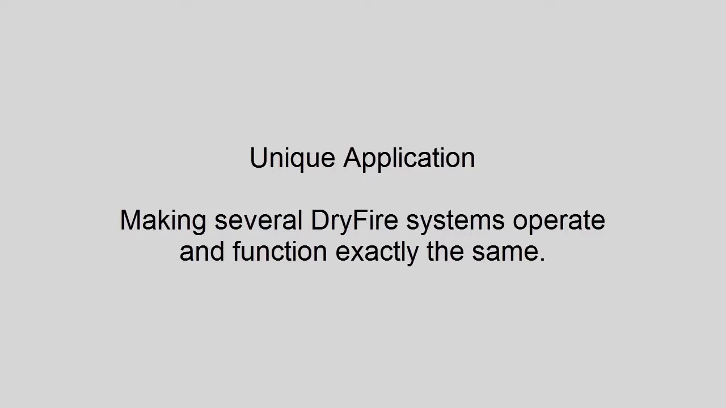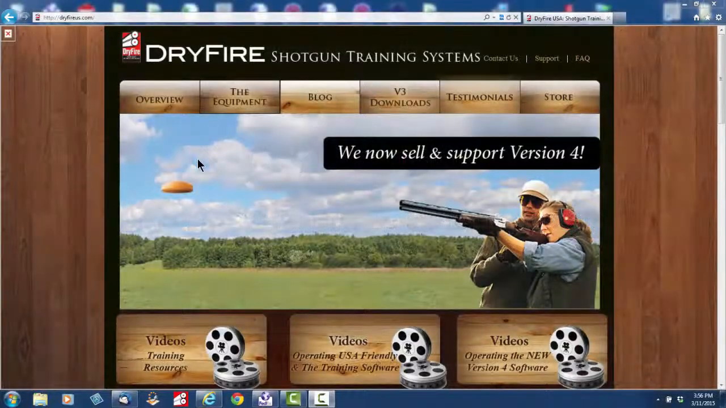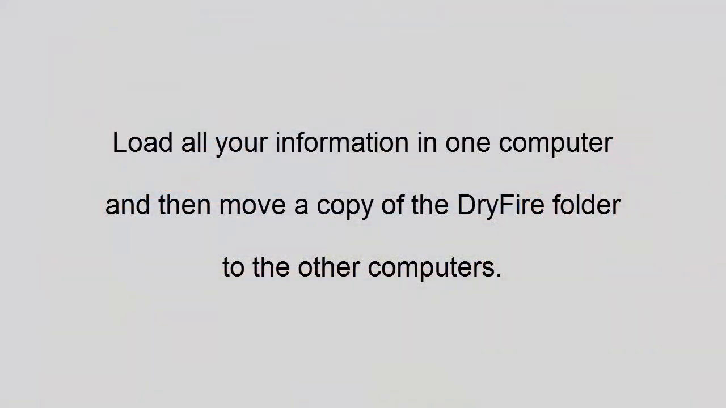This will show you a way and give you an idea of how to make all of your systems look alike. And all it really amounts to is you're going to want to have loaded all of the information in one computer, and then to make 2 other computers look exactly the same, you're simply going to load the DryFire software on each of these other 2 computers. And then, of course, it's going to load the default DryFire folder into the program data folder. And what you're going to do is you're going to come along and move your copy that you have on your thumb drive into the other 2 systems.